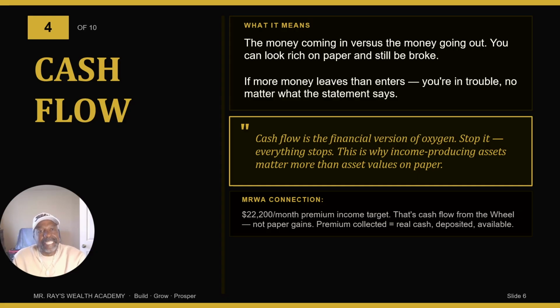Okay? This is exactly why Mr. Ray targets 22,000 a month in premium income. Not paper gains, not unrealized value, cash deposited, real. Every week, premiums are collected. Every week, cash flows in. That's the goal. That's not a number on the statement, that's money that actually moves into my account.